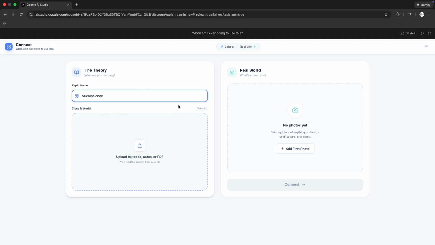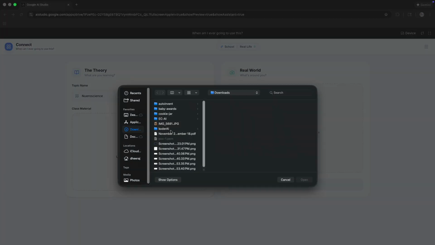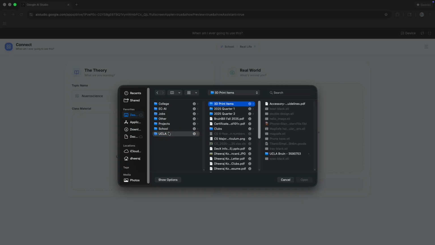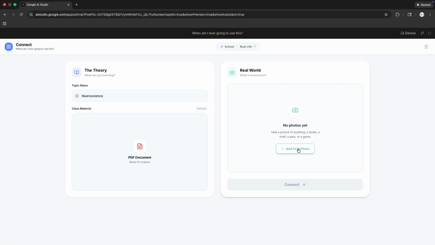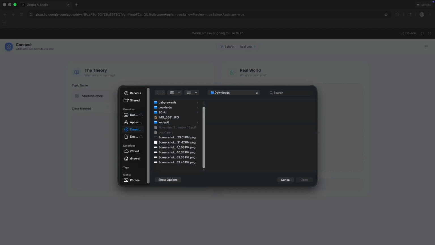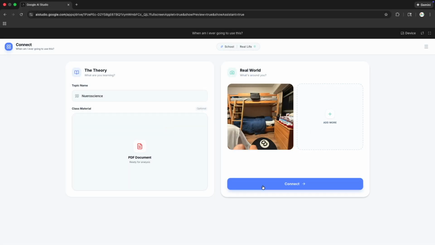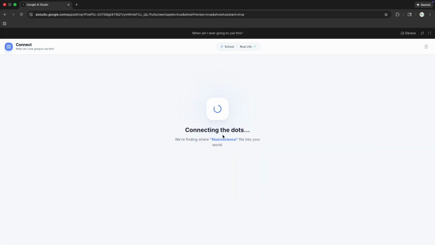First, they describe the topic. Here, I'm using my neuroscience class. I can type the topic and upload the syllabus PDF so Gemini can read the real course content. Next, I add a photo from my real life. So here, I'm just going to upload a photo of my dorm room. With one click, Gemini 3 Pro looks at both of them and generates a connection lesson.